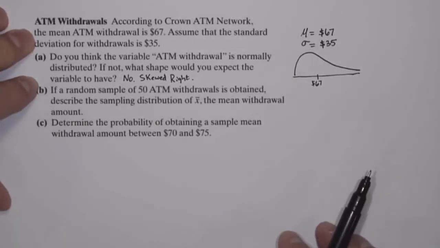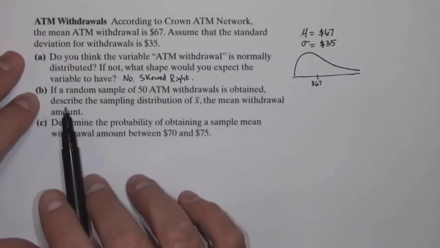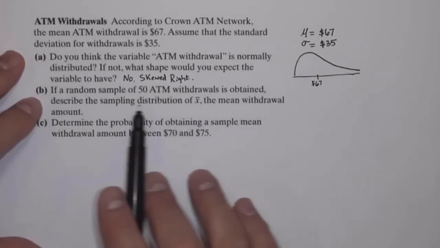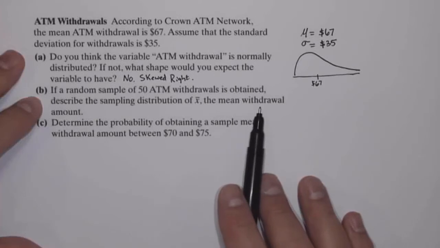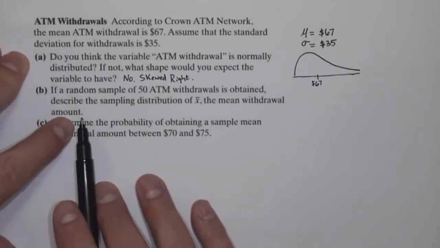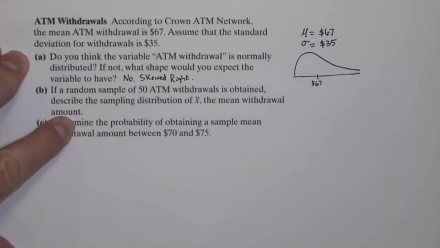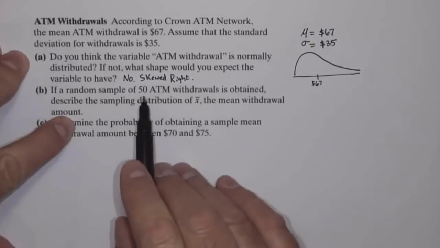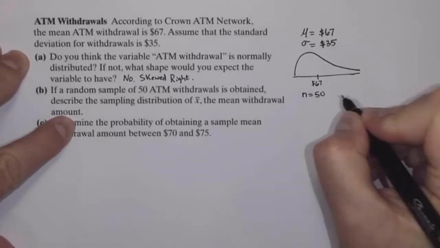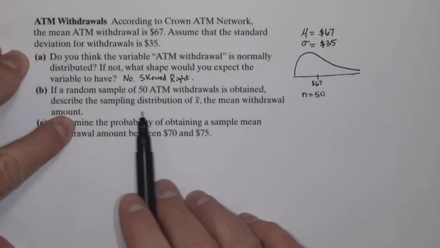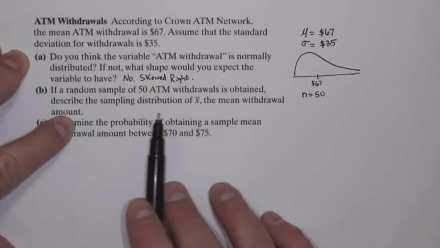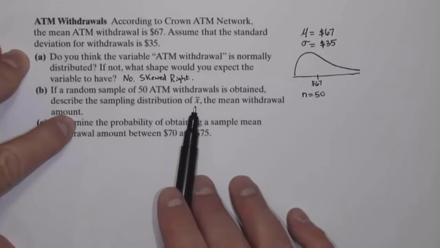B and C, though, I don't have to speculate on. If a random sample of 50 ATM withdrawals is obtained, describe the sampling distribution of X bar, where X bar is the mean withdrawal amount. So notice that our sample size in this particular case is 50, so n equals 50. Now when it says to describe the sampling distribution of X bar, what that really means is, can we say whether it is normal or not?